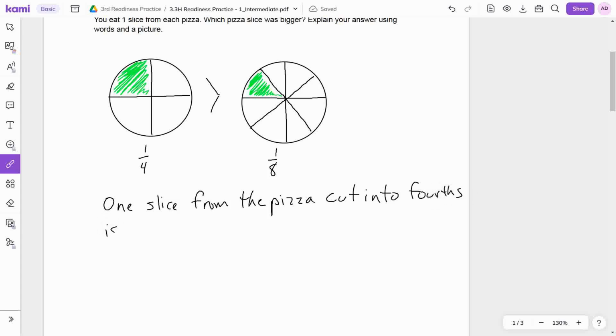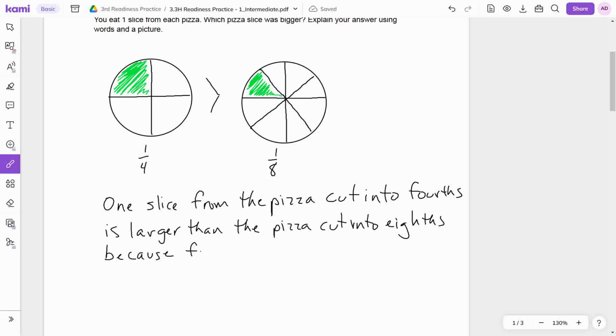And I'm going to say is larger than. You could say is greater than the pizza. Let's talk about the other one. Cut into eighths because it's 8 equal slices. So that gets me my answer, but I need to explain my answer because fourths are larger than eighths.